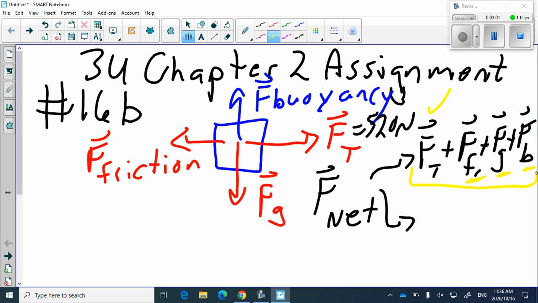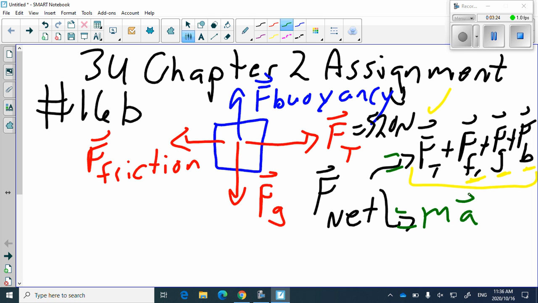Does anyone in this class know of another equation for net force? I know there's this equation. Add up all the forces, F1 plus F2 plus F3. Is there another equation for net force? Yes. Mass times acceleration. Okay.